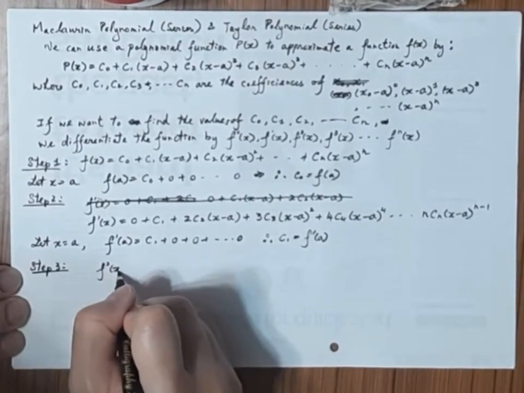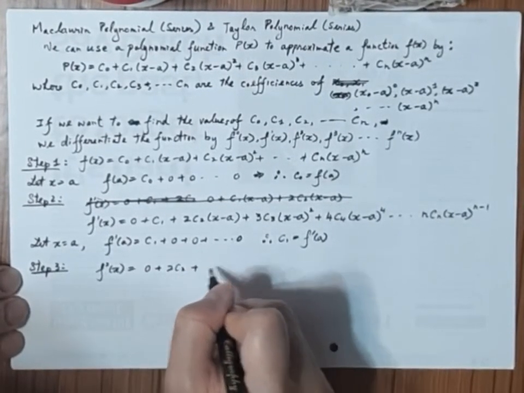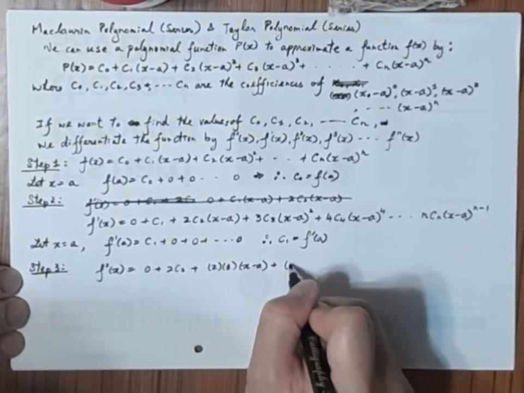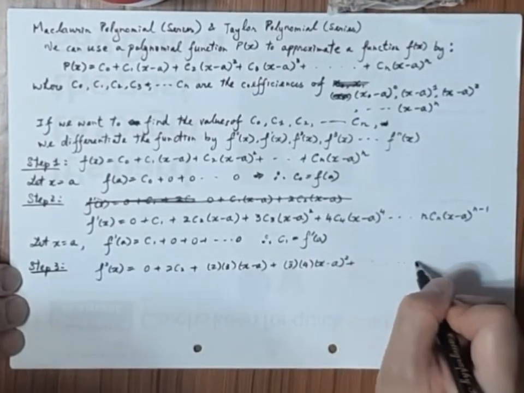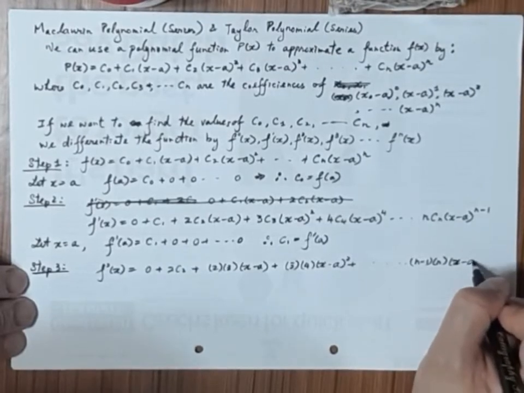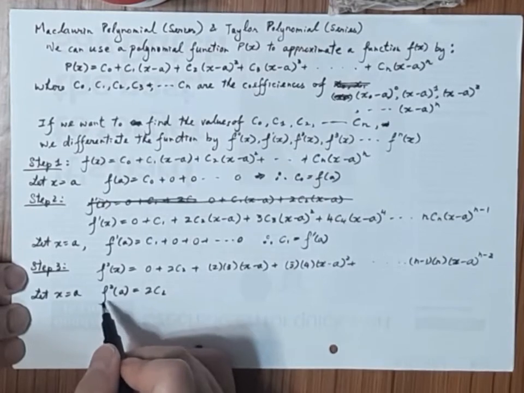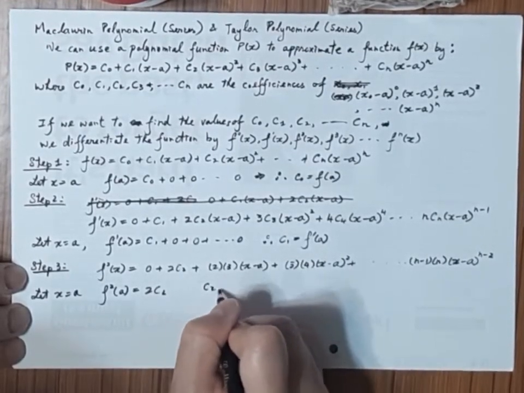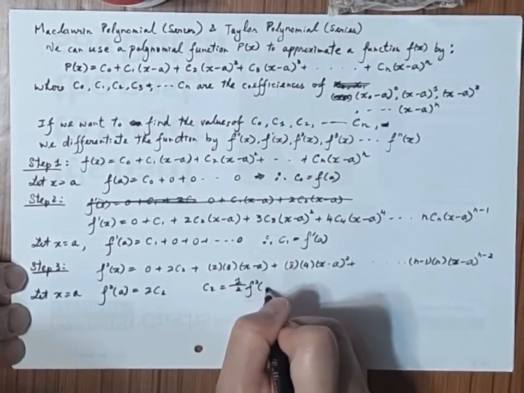In step 3, we differentiate it again. So we get the second derivative of f(x) is equal to 0 plus 2c2 plus 2 times 3 c3(x minus a) plus 3 times 4 c4(x minus a) to the power of 2 until (n minus 1) times n times cn(x minus a) to the power of n minus 2. And again, we let x equal to a. The second derivative of f(a) is equal to 2c2. So c2 is equal to half of the second derivative of f(a).